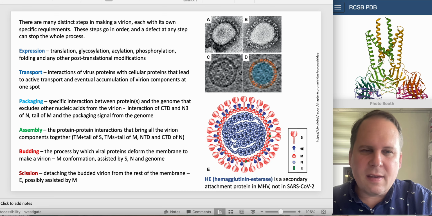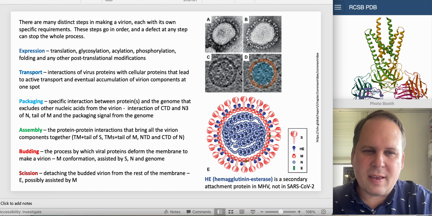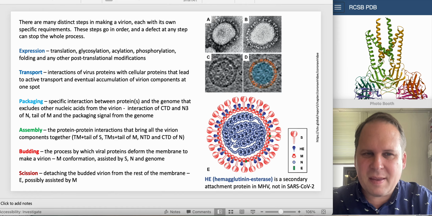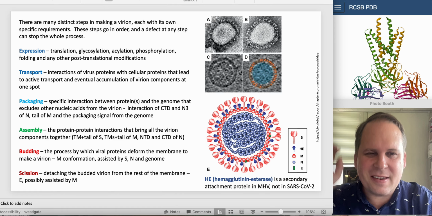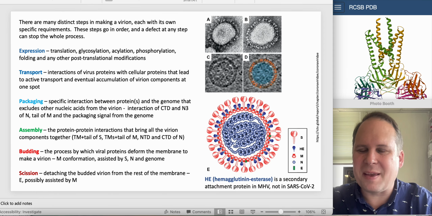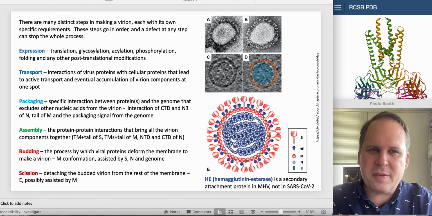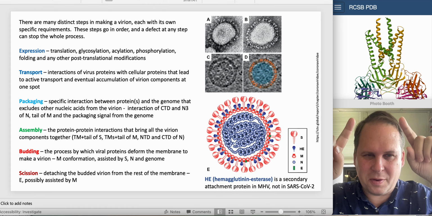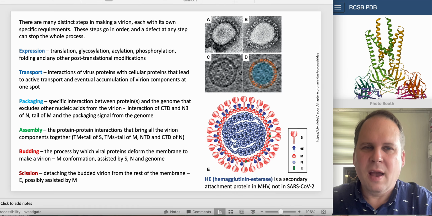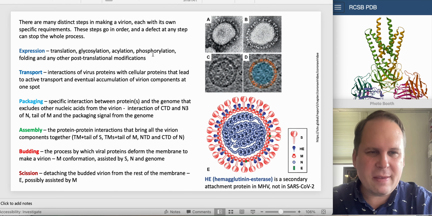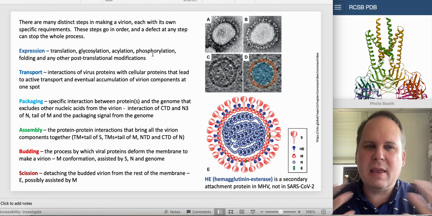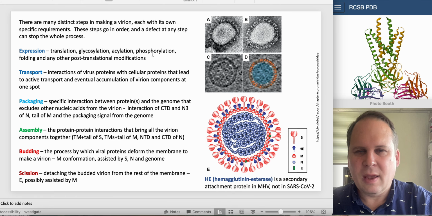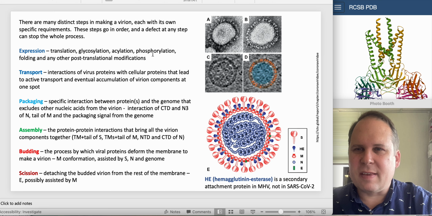Instead of just thinking of this as the assembly process, let's break it down into some steps. And you could break these steps down even further, but I think this is enough for understanding the concepts. So, first of all, your structural proteins, which are things like the M protein, shown up here, are going to need to be expressed, which just means making the protein from the subgenomic RNA. And that's going to happen in the infected cell.